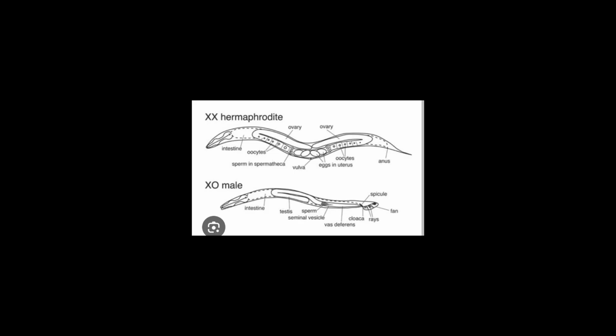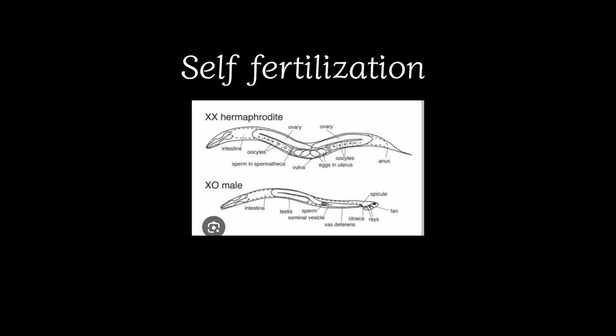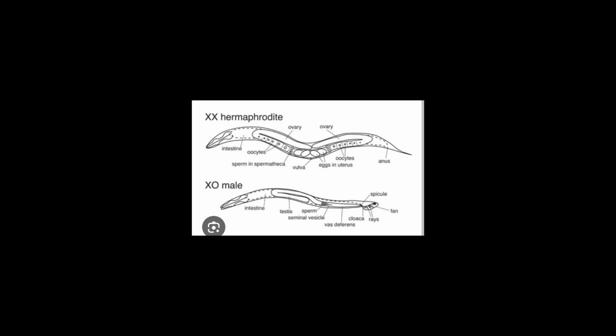So it has two sexes, a hermaphrodite and a male. The hermaphrodite can be viewed most simply as a female that produces a limited number of sperm. She can reproduce either by self-fertilization using her own sperm or by cross-fertilization after transfer of male sperm by mating. And self-fertilization allows a single heterozygote worm to produce homozygote progeny.